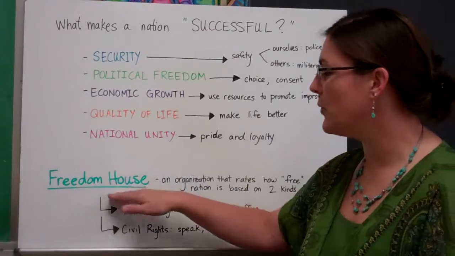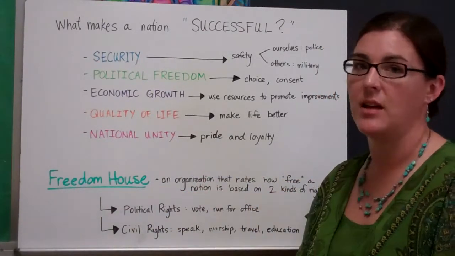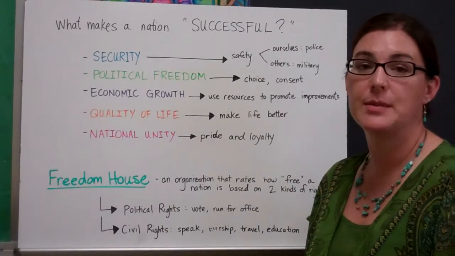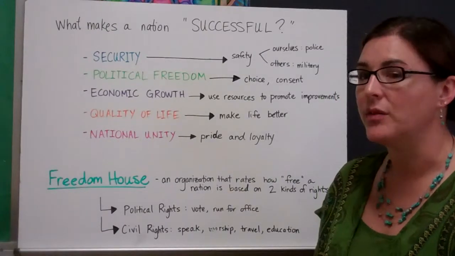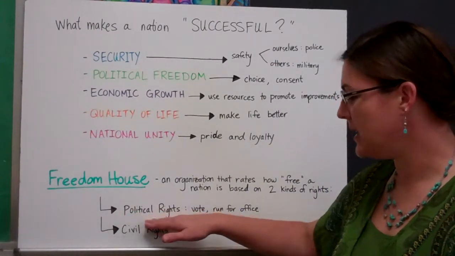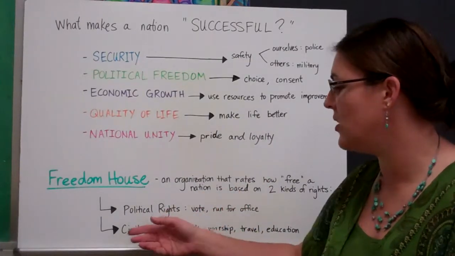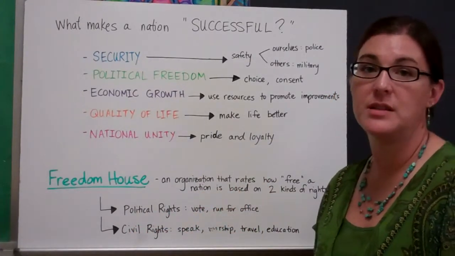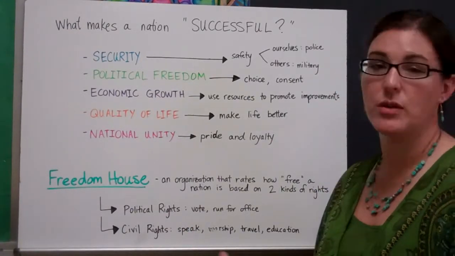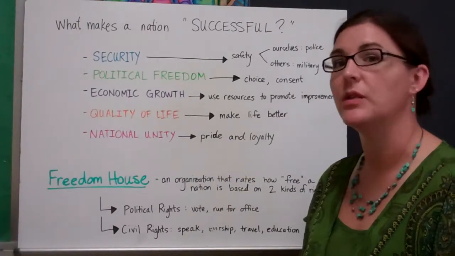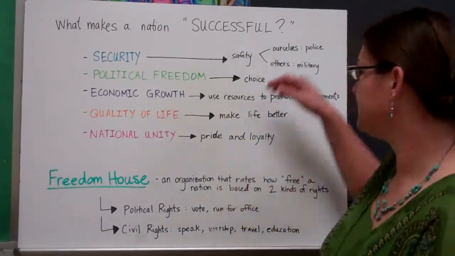So there's an organization called Freedom House, and they rank countries based on how free they are. And they do look at 2 different types of rights in order to determine whether a country is free, partly free, or unfree. They're going to look at political rights. Again, this is your ability to vote or run for office in an election. And then also civil rights. Do you have freedoms to speak your mind, publish literature, worship as you'd like, travel where you would like, have the opportunities for education, and those types of quality of life measures.